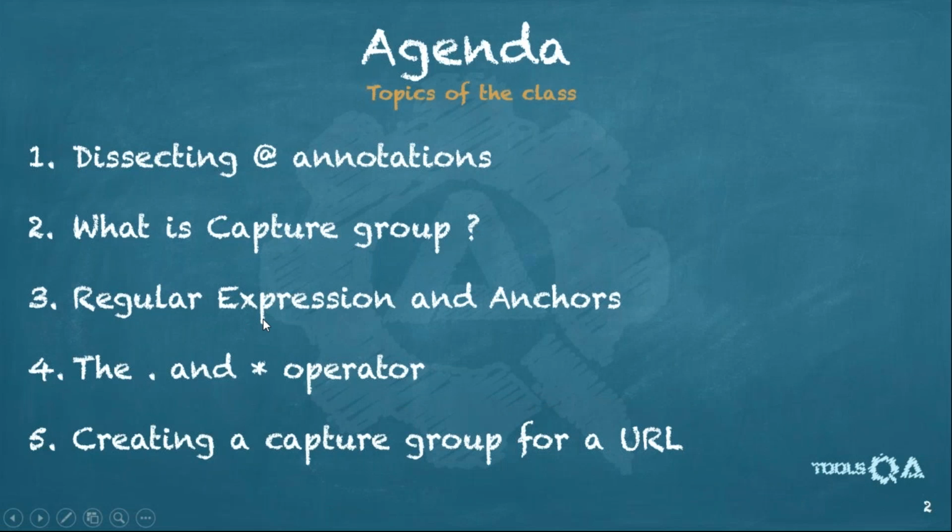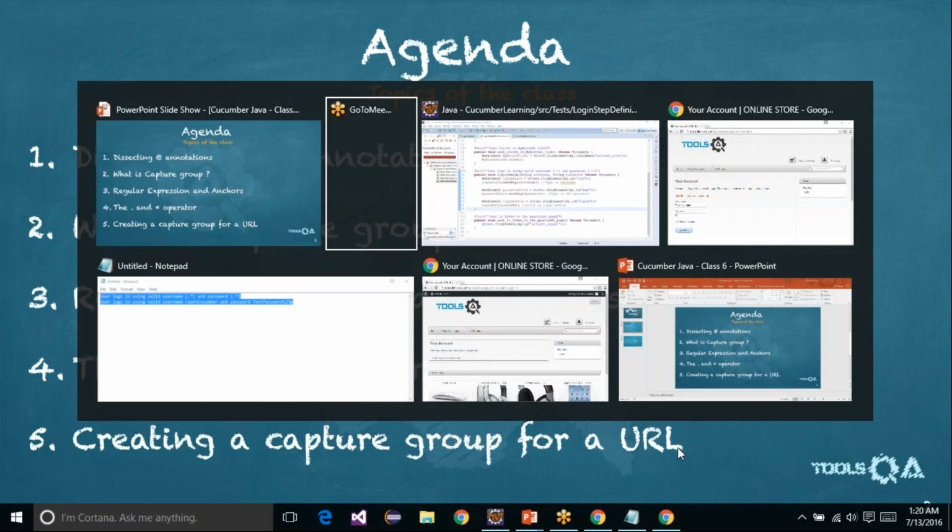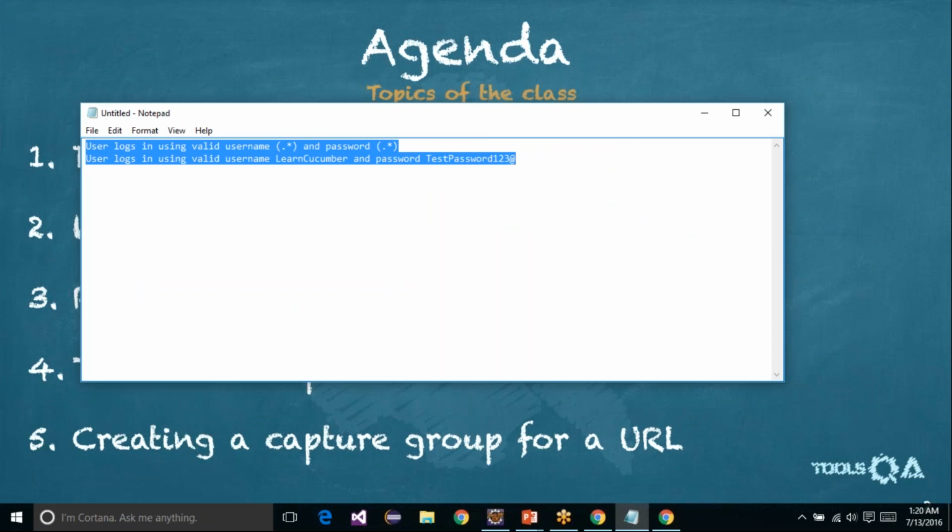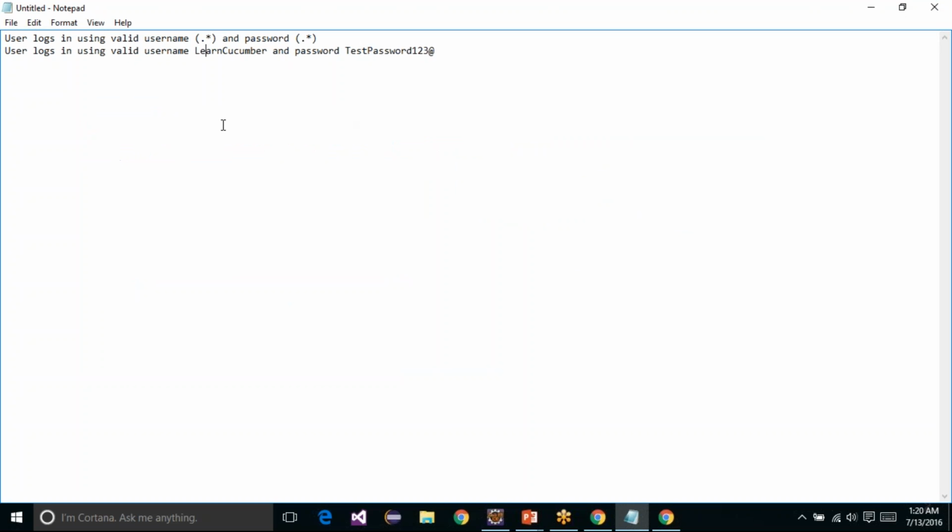Let me just quickly see what we have next. We have talked about regular expressions and we have talked about the anchor tags. We did talk about the dot and the asterisk operator. I will go back and explain it again so that you remember it easily and nicely. So dot means any character and asterisk means any number of times.